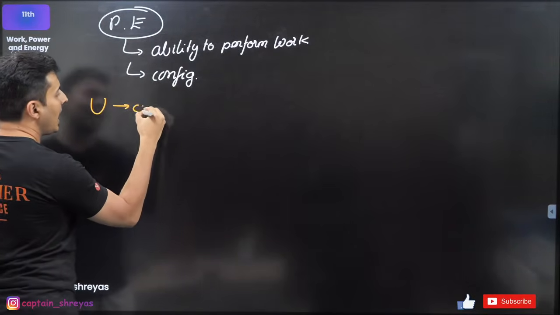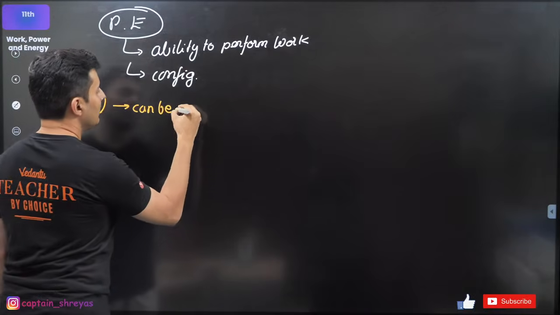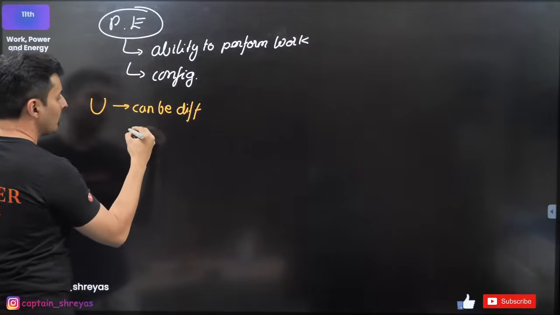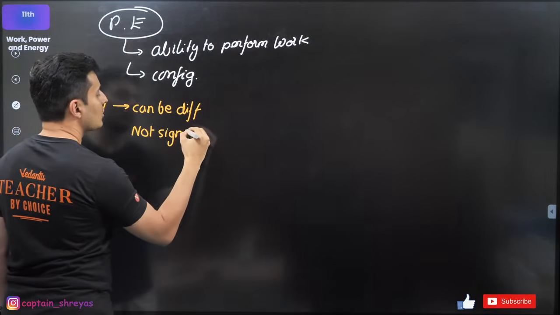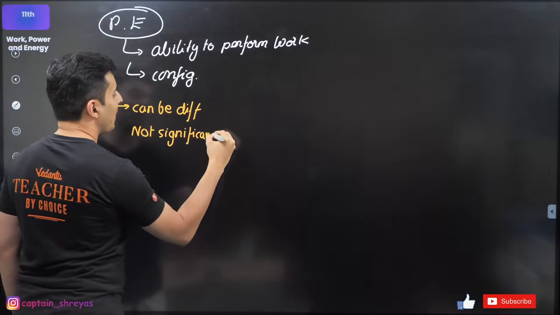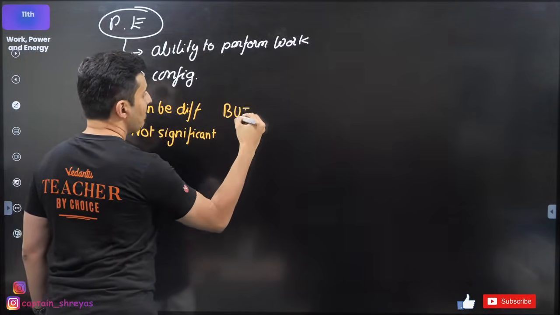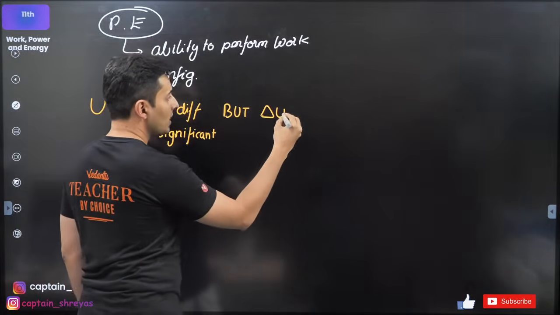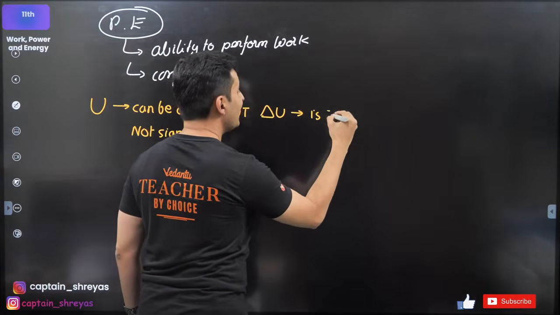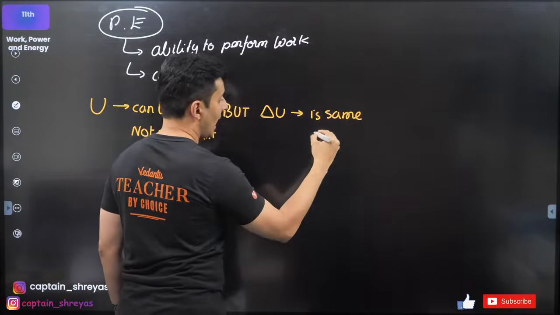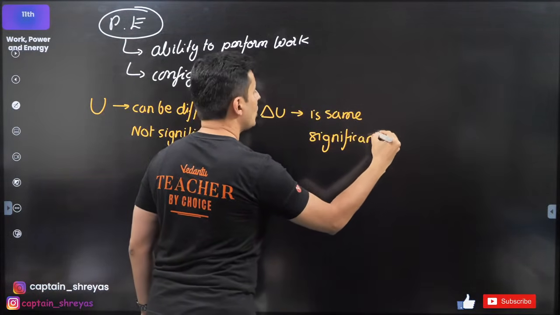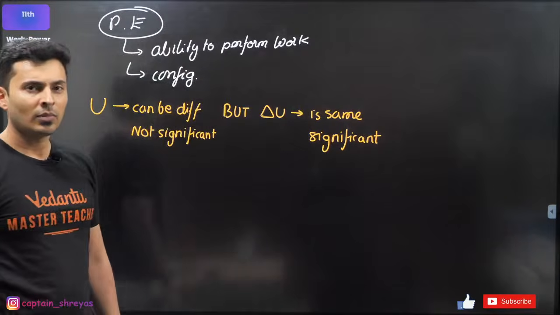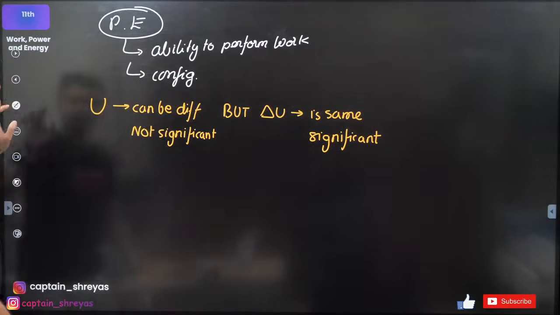The absolute value can be different, which means it is basically not significant. But delta U is going to be the same, and this is what is significant for solving questions. What do I mean by that?